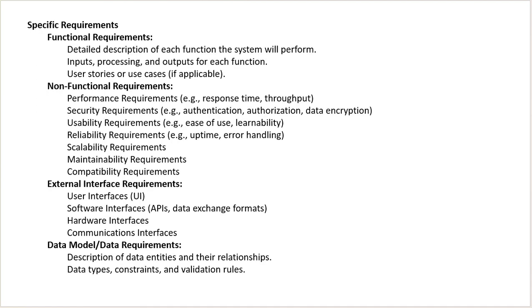Then the specific requirements: we should have the functional requirements, the non-functional requirements, the external interface requirements, and the data model and data requirements. In the functional requirements, we should cover a detailed description of each function the system will perform, then the input, process, and output of each function, and user stories or use cases if applicable for certain functional requirements. Then the non-functional requirements, starting with performance requirements, response time, and how the system will perform.